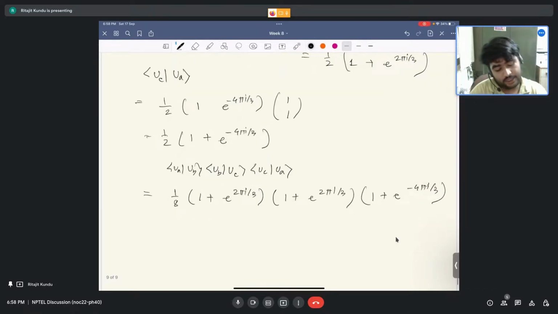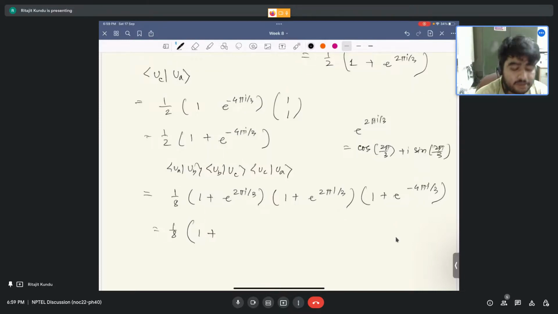So let us compute these things. It becomes 1 by 8, 1 plus, okay, what is e to the power 2 pi i by 3? We can just plug in those values also: sine of 2 pi, cos of 2 pi by 3 plus i sine 2 pi by 3. You can do that, but let's keep it like that. That will make our life a little simpler.